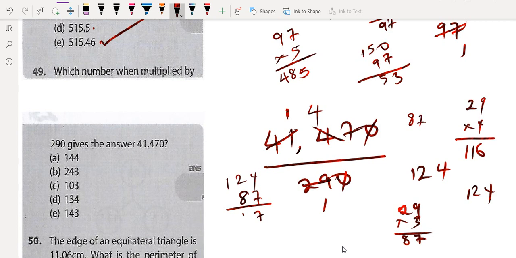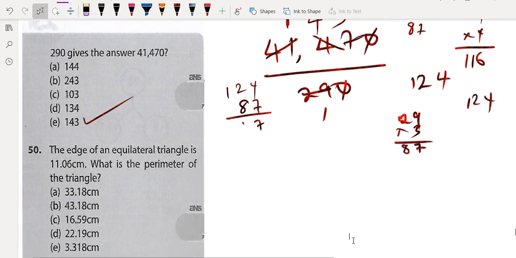143. 87 is 3. Yes. 87 is 3. Yes, sir. So that's 143. So just division. Division is just all what they are testing there. Yes, sir. Number 50. So before we go for break, read for me.